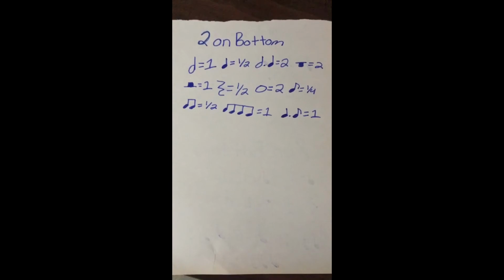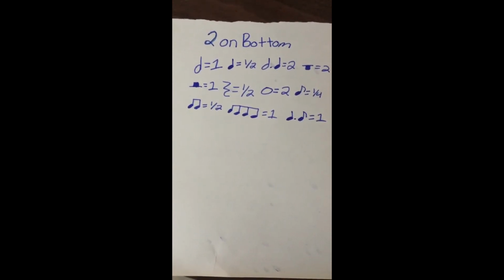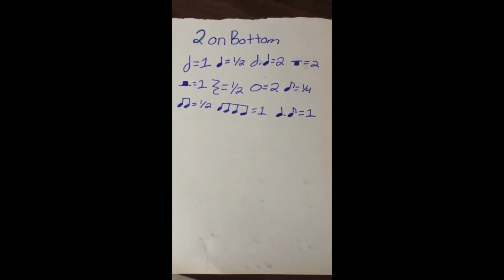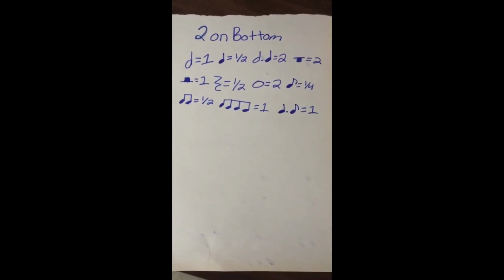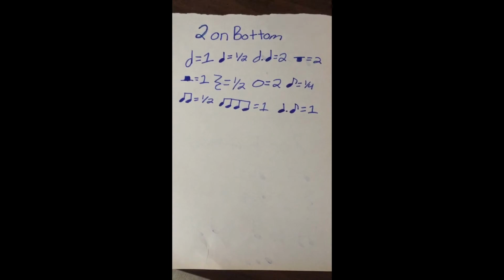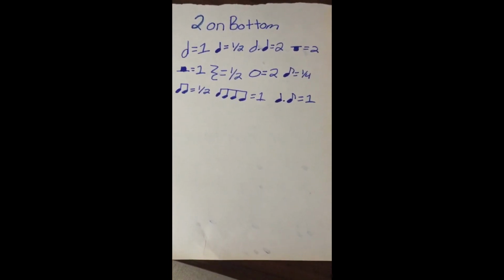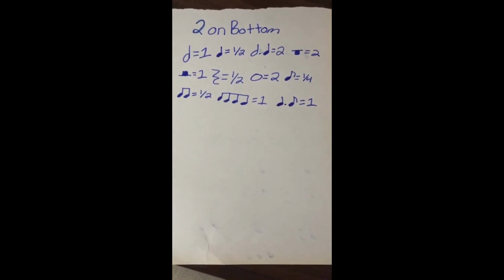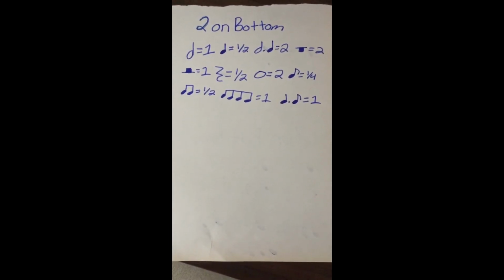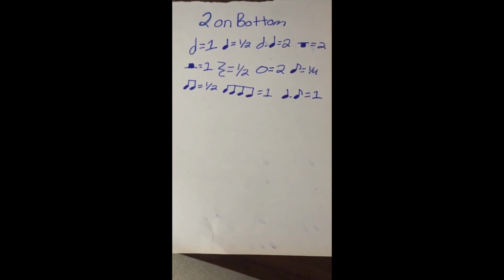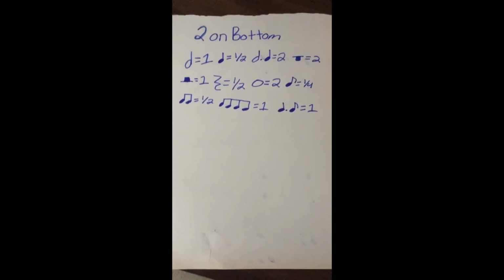When the 2 is on the bottom, you're looking for the half note. A half note is equal to 1 beat, a quarter note is equal to half a beat, a dotted half note to a quarter note is equal to 2 beats, a whole rest is equal to 2 beats, a half rest is equal to 1 beat, a quarter rest is equal to half a beat, whole notes are worth 2 beats, an eighth note is worth 1/4 of a beat, 2 eighth notes equal half a beat, 4 eighth notes equal 1 beat, and a dotted quarter note to an eighth note equals 1 beat.